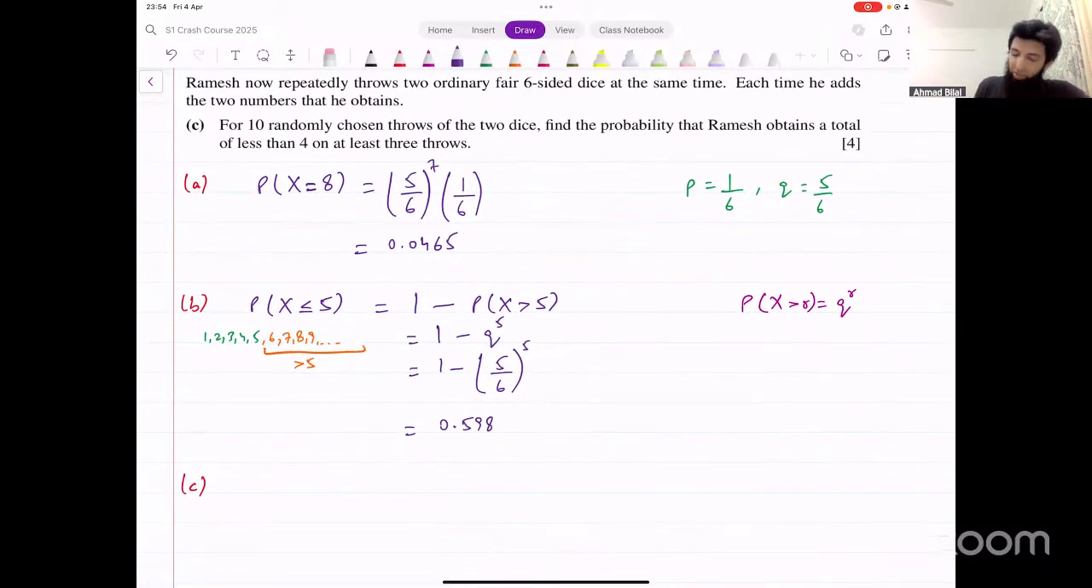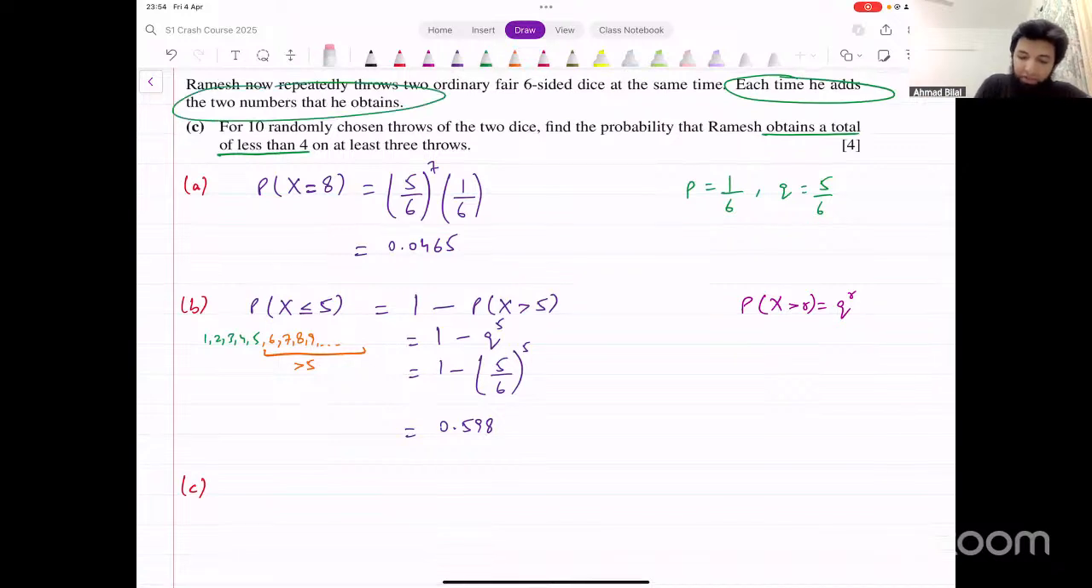Let's find the probability first of all. We're talking about obtaining a total of less than 4. That's the criteria for success. What's the total? He is basically adding the two numbers that he is obtaining. What's the probability that the total of those numbers is less than 4? Let's first find that probability for one throw. For one throw, what's the probability that the sum of the two numbers on the two dice is less than 4?